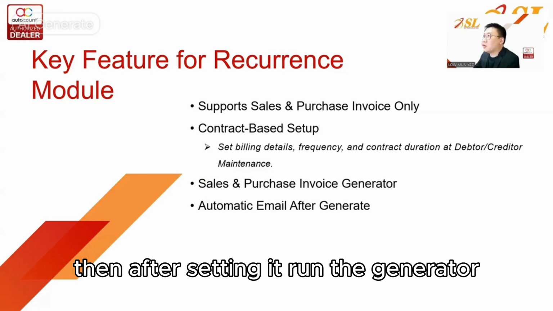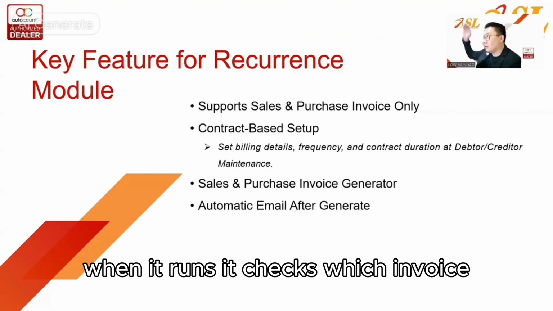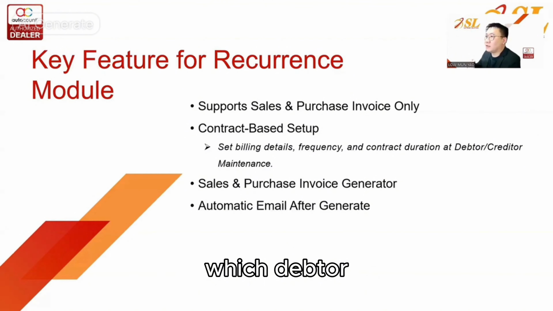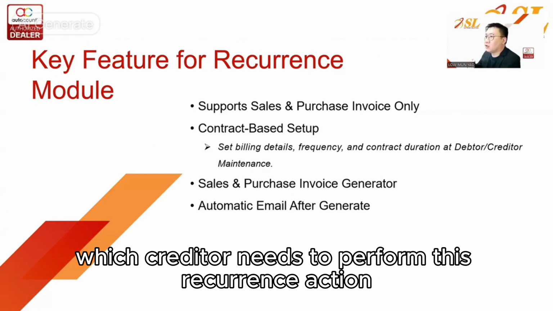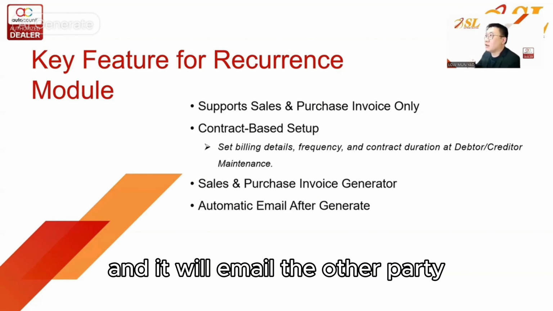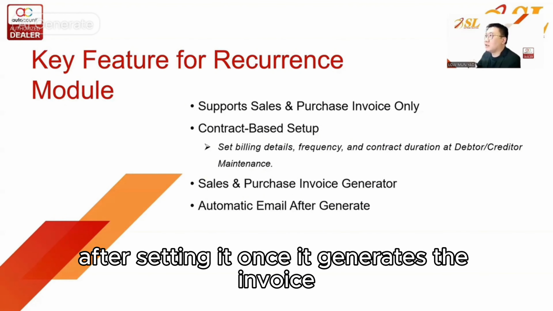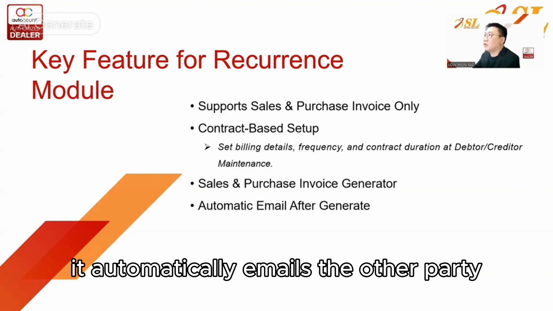Then after setting it, run the generator. When it runs, it checks which invoice, which debtor, which creditor needs to perform this recurrence action, and then a list will come out and it will email the other party. Once it generates the invoice, it automatically emails the other party.